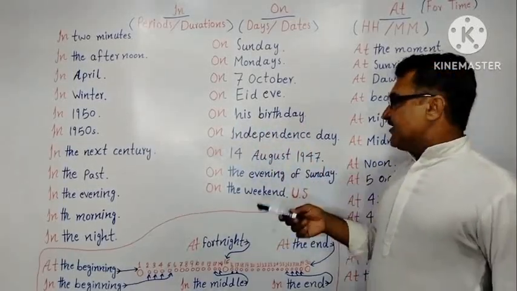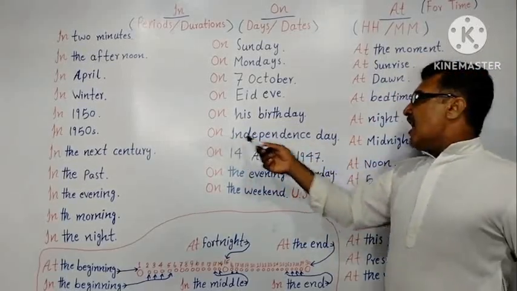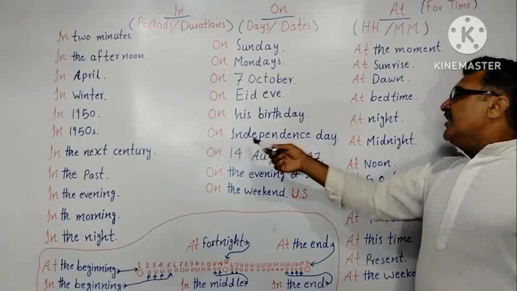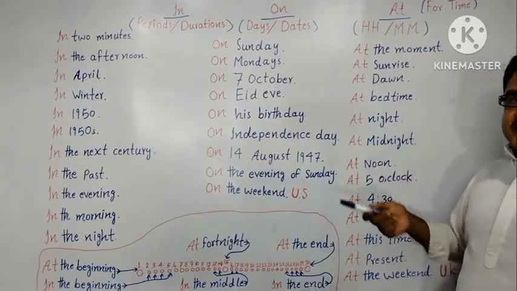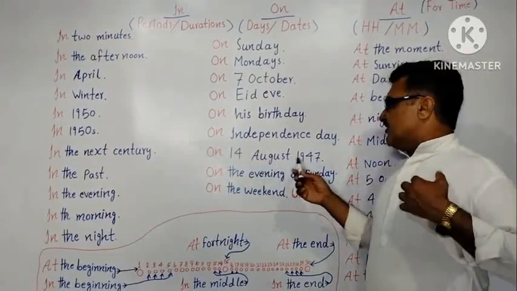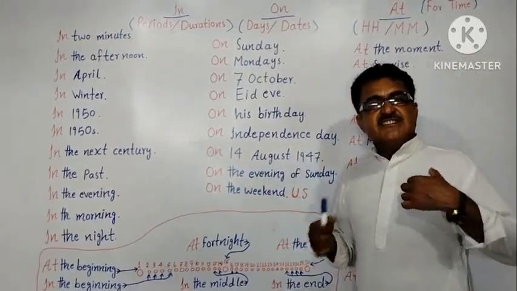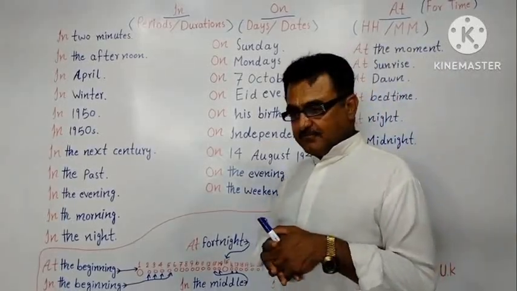Etc. Another specific day, on Independence Day, on Defense Day. There are many days actually like this, so I don't remember all of them. On 14 August 1947 is the Independence Day of Pakistan.